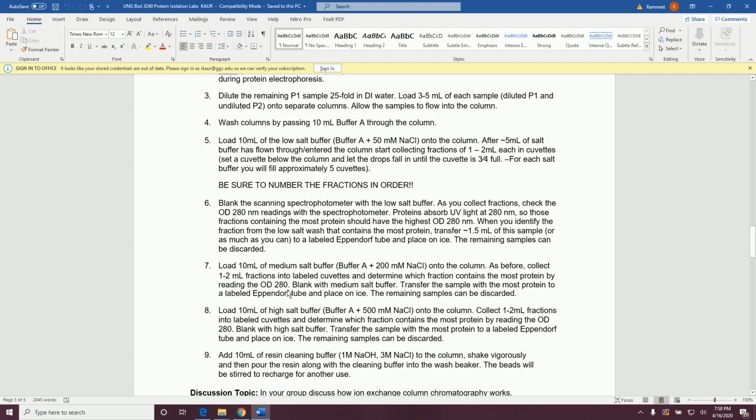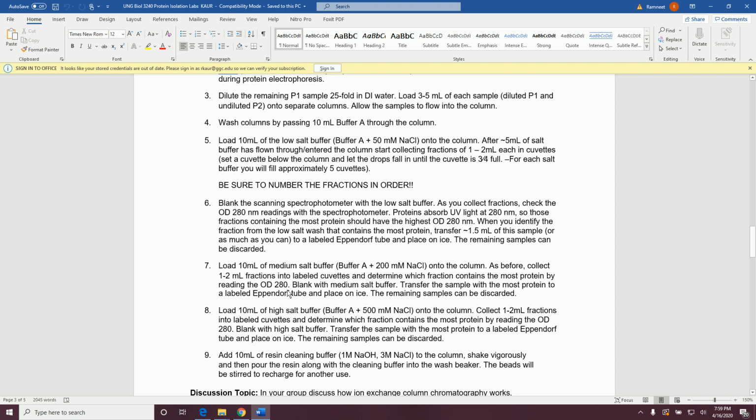Because in these salt buffers, we have three different types: low salt, medium salt and high salt. In these buffers, we have sodium chloride, and sodium chloride has two kinds of ions. Sodium is a cation, positive, and chloride is negative, an anion. So when you pass these low, medium and high salt buffers over the column, the chloride ions, which are negatively charged, are going to take the place of the protein, and the protein is going to come out of the column.